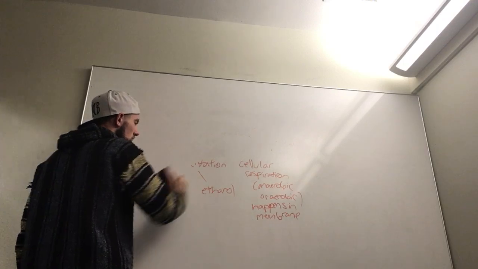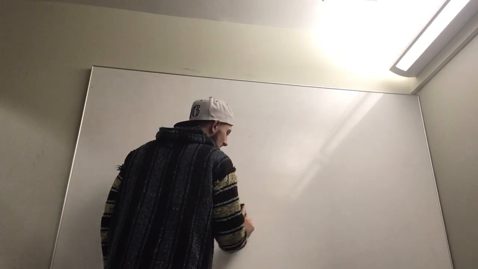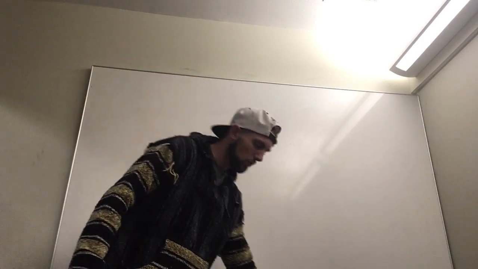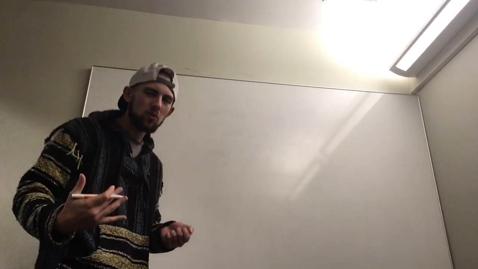So let's go over glycolysis. Now glycolysis is a 10-step process. Fortunately, you don't need to know every step of the process, but we do need to know the gist. We do need to know what the byproducts of glycolysis are. So we start out with glucose.